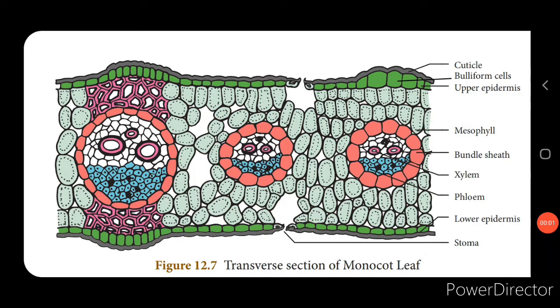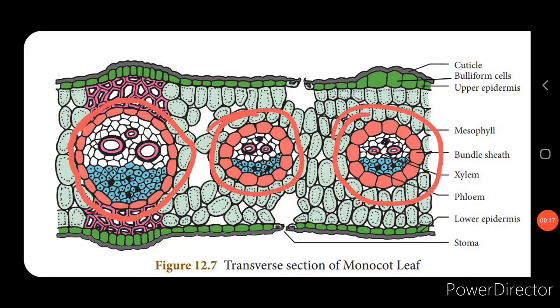Now let's see the vascular bundle. Now you can see three vascular bundles in the picture, isn't it? So the round structure in the middle is called the vascular bundle. Now how many vascular bundles are there in this picture? There are three vascular bundles. Now I have circled it and shown it to you.